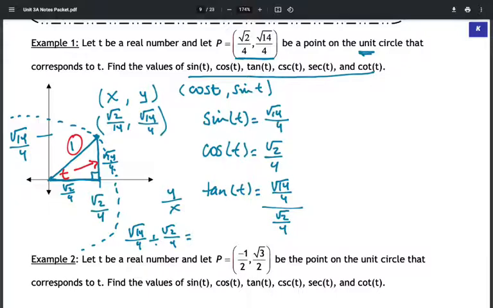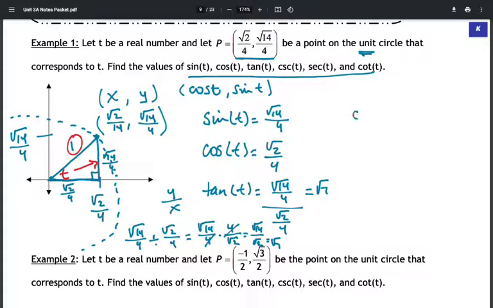That, using our rules for dividing fractions, we would say square root of 14 over 4 times 4 over square root of 2. So those cancel. And then we're left with square root of 14 over square root of 2, which is the same thing as square root of 7, because you can just divide those numbers since they're both under the same radical. So tangent is the same thing as square root of 7.